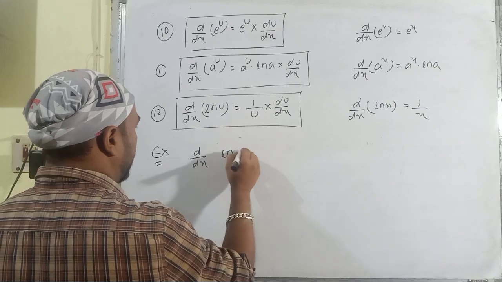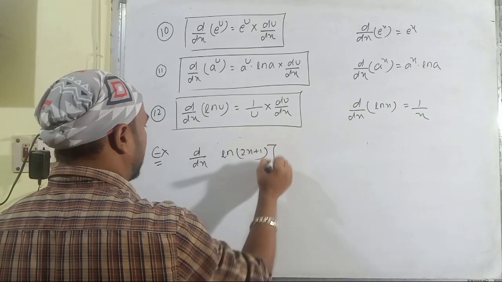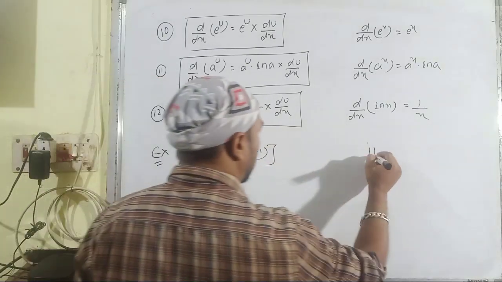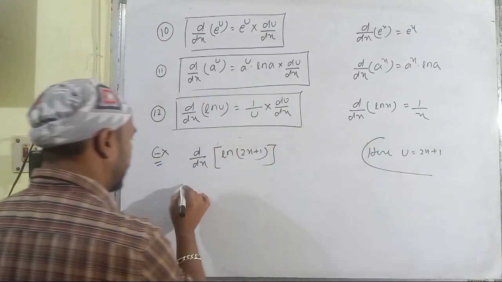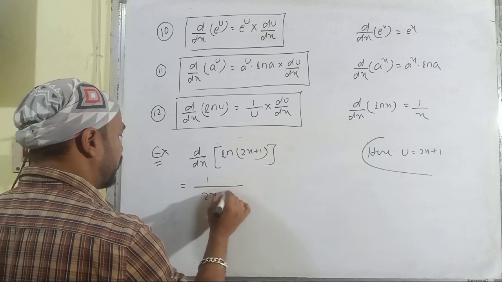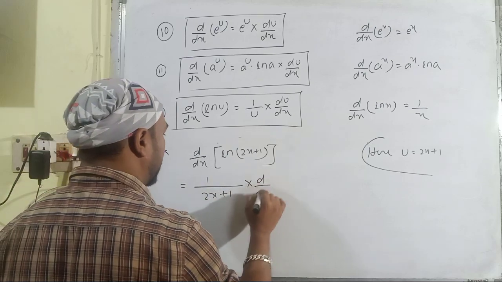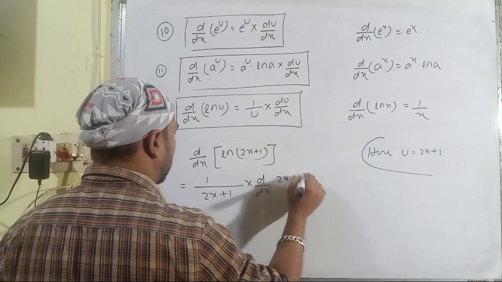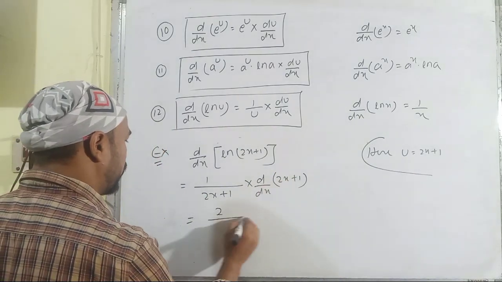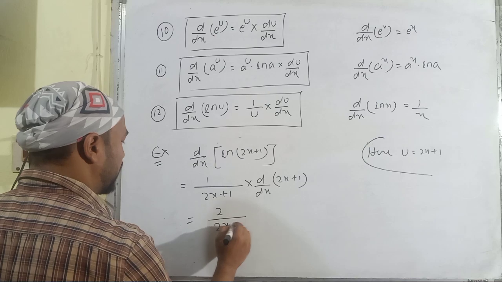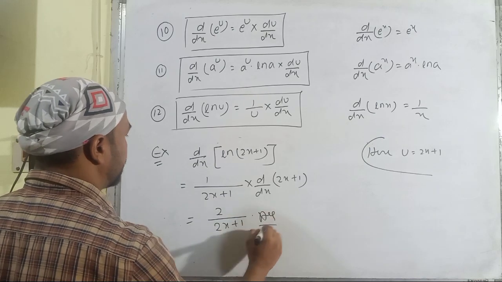Differentiation of ln(2x plus 1). Here u is equal to 2x plus 1. So it is 1 upon 2x plus 1 multiplied with the differentiation of 2x plus 1. The differentiation of 2x plus 1 is 2, so the answer is 2 divided by 2x plus 1, which is the answer for the given problem.